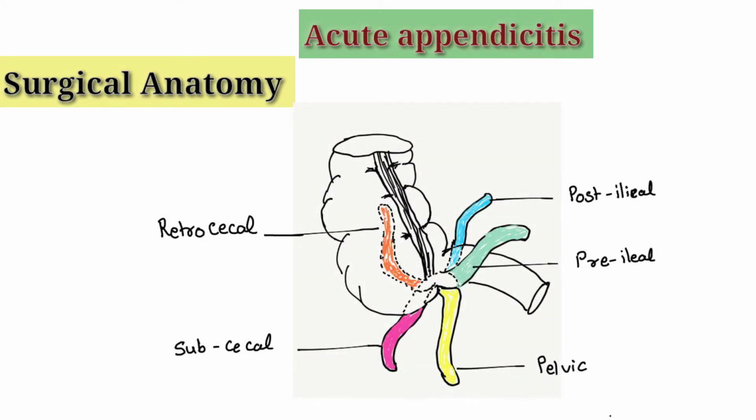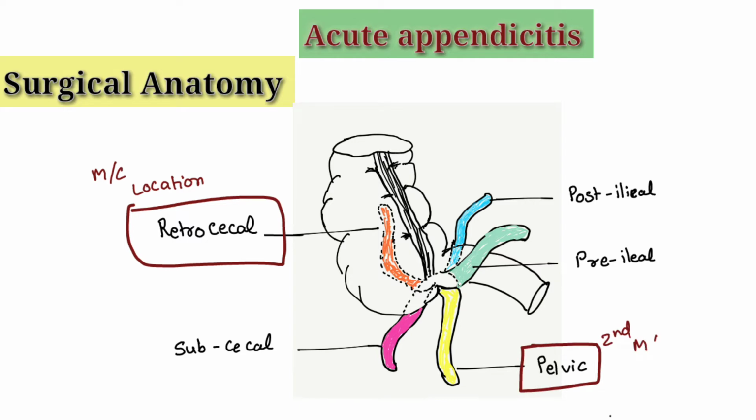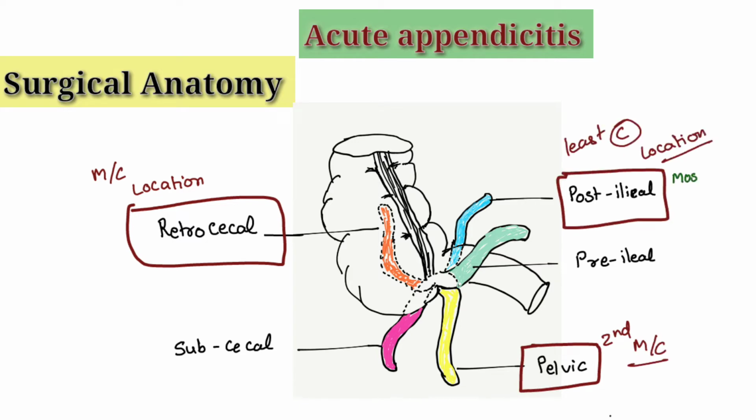You can see here, the most common location of the appendix is retrocecal. The second most common location is pelvic, and the least common location is postileal. You also have to know that it is the most difficult appendicitis to diagnose.